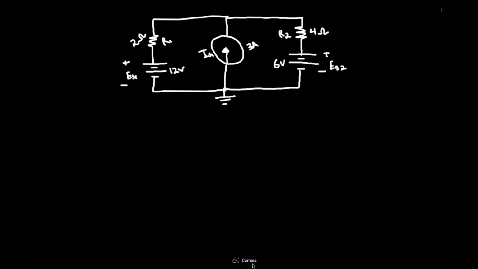Hello everybody, in today's video we're going to be talking about voltage in nodal analysis and how to find the voltage, and finding the current further on. So let's just say we have a circuit right here. We have E source 1 is 12 volts and R1 is 2 ohms. We have a current source which is 3 amps and we have R2 4 ohms, E source 2 is 6 volts, and it's connected all to ground.